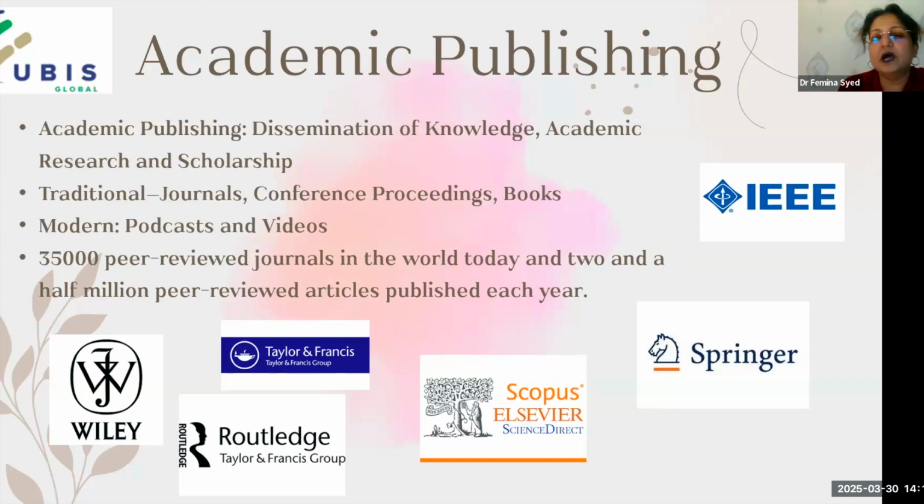Single blind peer review means the reviewer can know the affiliation and name of the author, but the author will not know about the reviewer. In double blind, both parties will not know about each other, their name and their affiliation, everything will be blinded out. Normally peer-reviewed publications are double-blinded. There are 35,000 peer-reviewed journals in the world today, and 2.5 billion peer-reviewed articles published every year.